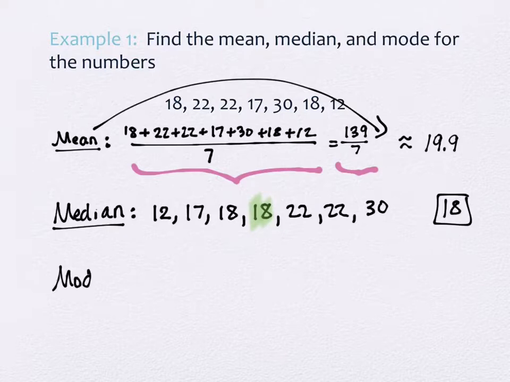The last one is the mode. There's really not a lot to show for this one. Mode is the number or numbers that occur most frequently. So, what's the mode? 18 and 22, and that would mean this would be considered bimodal. There's 2 modes, okay? So we could have a bimodal or a trimodal set of data.